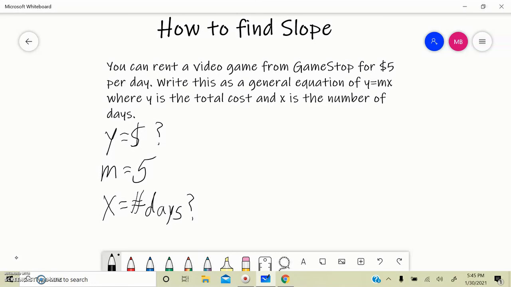So when I rewrite it as y equals mx, I'm going to write it as y equals 5x. Because now, if I looked on a graph, I could see if I want to rent the game for this many days, it's going to cost me this much money.